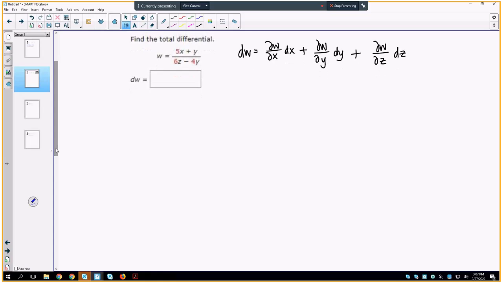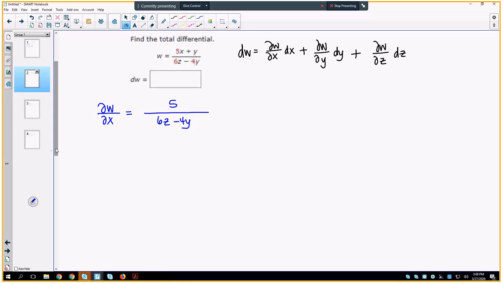We're taking the derivative first with respect to x, so del w del x, and we're going to treat y's and z's as constants. So this just ends up being 5 times x, the derivative is 5. Y is a constant, so its derivative is 0. And on the bottom we have 6z minus 4y, because that constant was multiplied with the 5x.